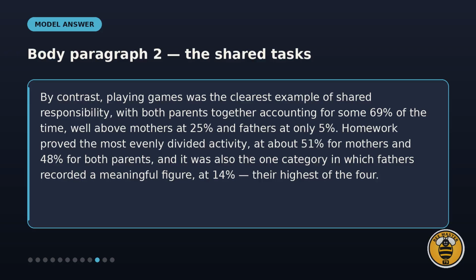Body paragraph 2. The shared tasks. By contrast, playing games was the clearest example of shared responsibility, with both parents together accounting for some 69% of the time, well above mothers at 25% and fathers at only 5%. Homework proved the most evenly divided activity at about 51% for mothers and 48% for both parents, and it was also the one category in which fathers recorded a meaningful figure at 14%, their highest of the four.